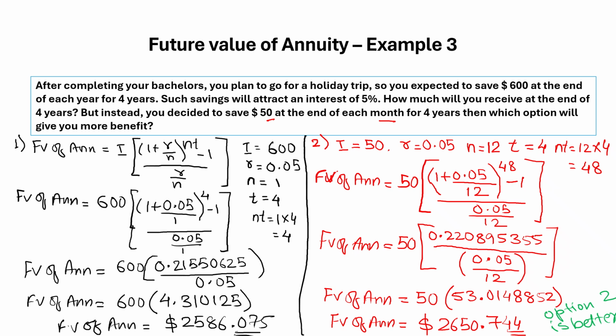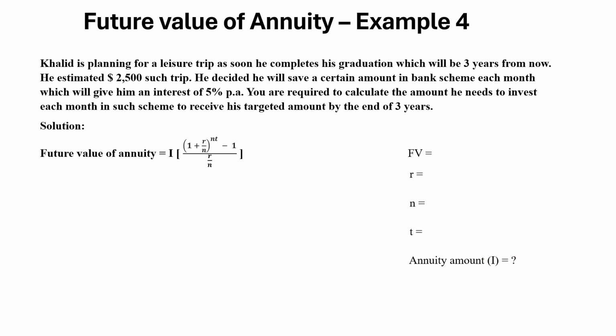Now I will show you the last question wherein we have to find out I. Future value of annuity is given. Now we have to find out I. So just pay attention. Khaled is planning for a leisure trip as soon as he completes his graduation, which will be 3 years from now. He estimated $2,500 for such a trip.